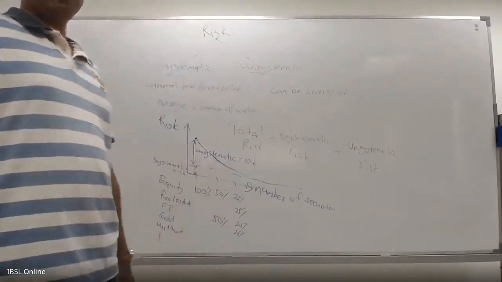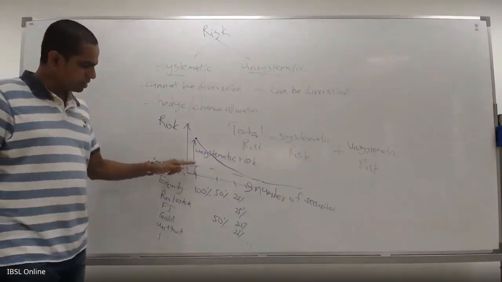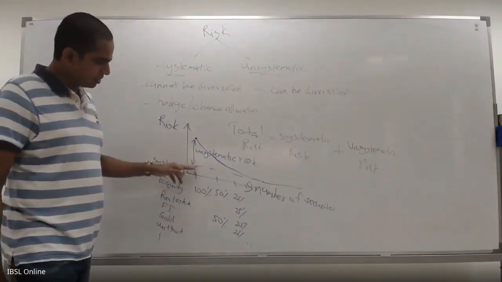Okay, so I hope this is clear. Beyond a certain level, you cannot reduce risk. That level is called systematic risk.